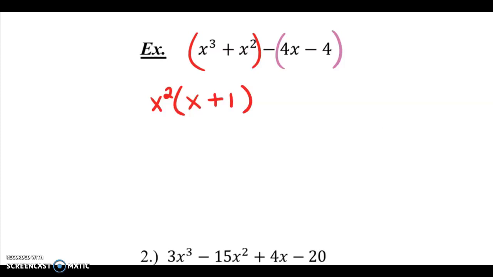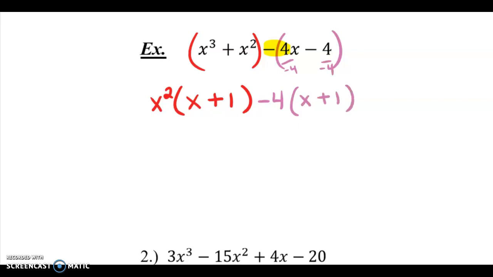My next set, notice that the leading coefficient is a negative. You can't have a negative leading coefficient. So I'm going to pull out a negative 4. When I do that and I divide both of these by negative 4, it gives me x plus 1.